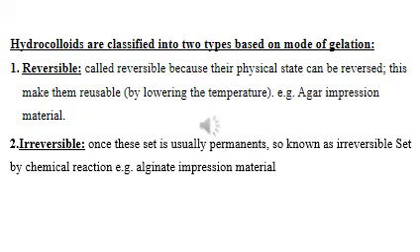Hydrocolloids are classified into two types based on the mode of gelation. First, reversible, called reversible because their physical state can be reversed. This makes them reusable by changing the temperature, e.g. agar impression material. Second, irreversible. Once set, it is usually permanent, so it is known as irreversible, set by chemical reaction, like alginate impression materials.